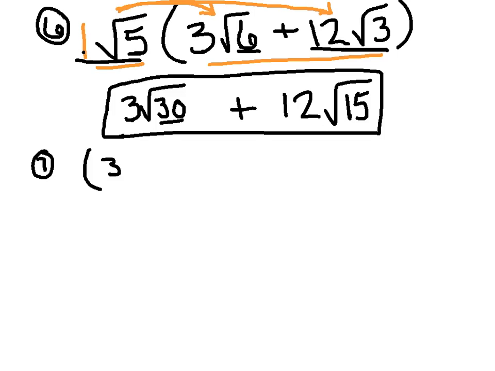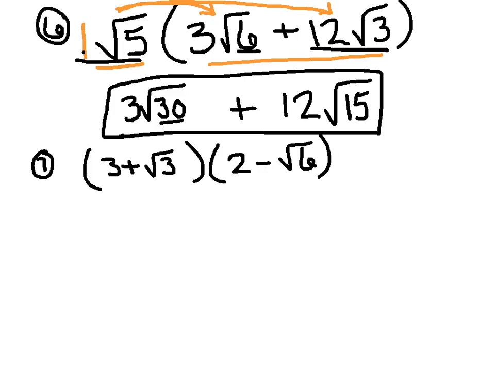Let's do the quantity 3 plus radical 3 times the quantity 2 minus radical 6. Now you'll notice this time we have a binomial in the first grouping and then another binomial in the second grouping, and therefore this problem is screaming FOIL. We're going to have to do first, outer, inner, and last to get through this problem.